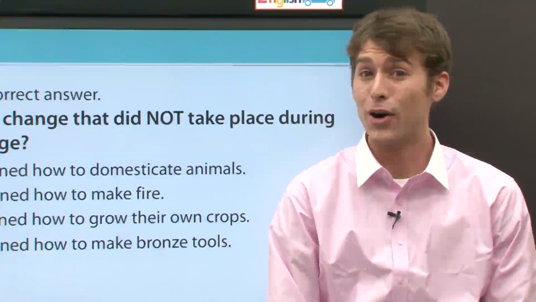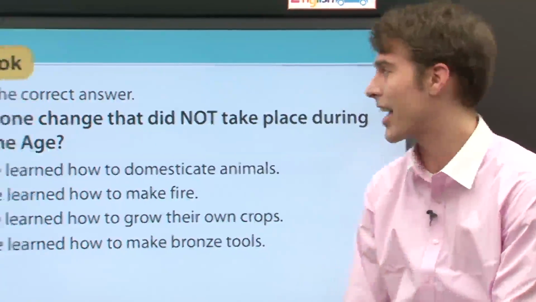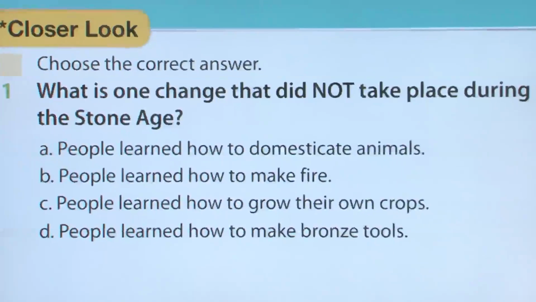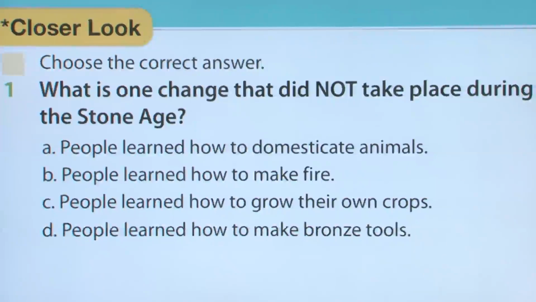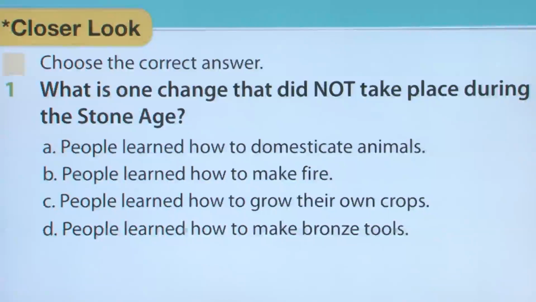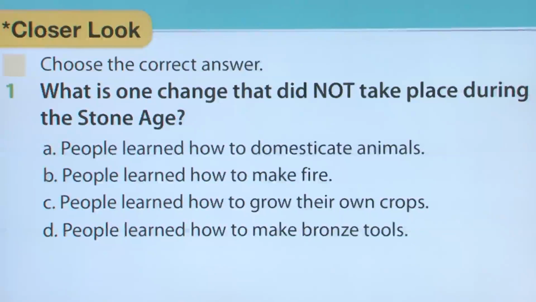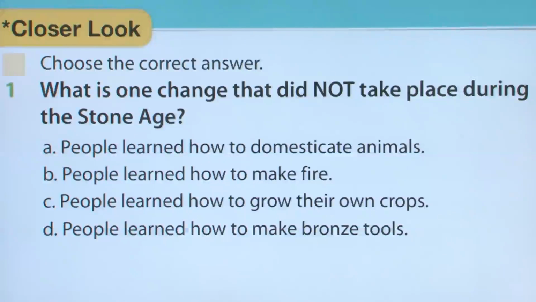Are you ready? All right then, let's have a look at the checkup. Question 1. What is one change that did not take place during the Stone Age? Is it A, people learned how to domesticate animals? B, people learned how to make fire? C, people learned how to grow their own crops? Or D, people learned how to make bronze tools? Which of these changes did not take place during the Stone Age?